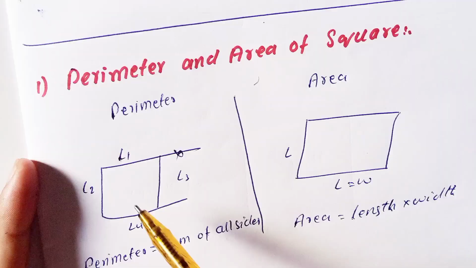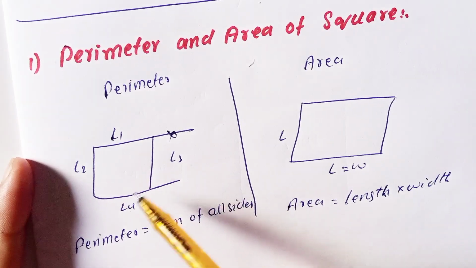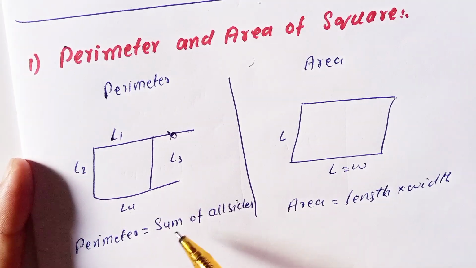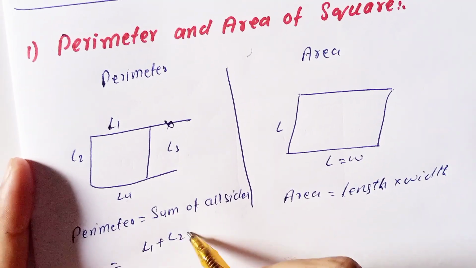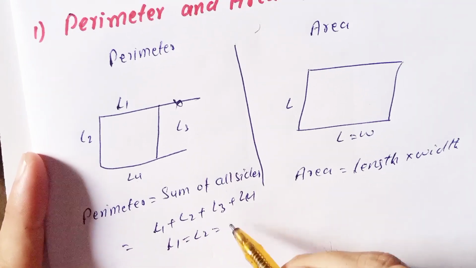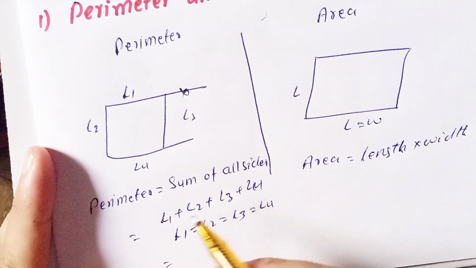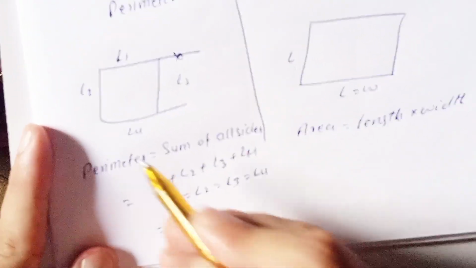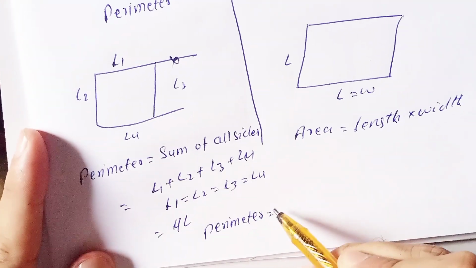So the perimeter for square is, let we have a square of sides L1, L2, L3 and L4. So to calculate the perimeter of the square, we have to add up all these sides. So the perimeter of square is equal to the sum of all sides, and the sum of all sides is equal to L1 plus L2 plus L3 plus L4. As we know that L1 is equal to L2, L2 is equal to L3, and L3 is equal to L4, right? So we'll add up these lengths as the same length, which is equal to 4 length, right? So the perimeter of square is equal to 4 length.